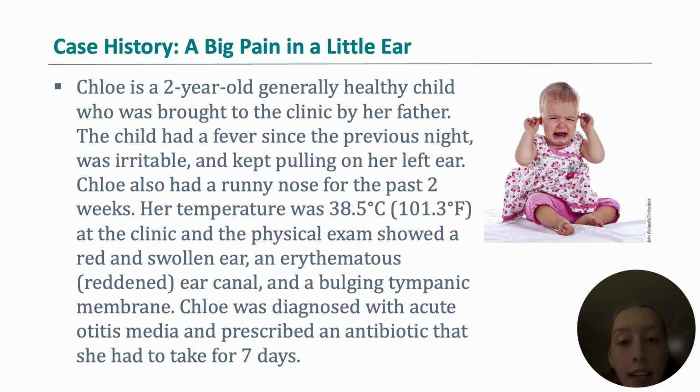Case history: a big pain in a little ear. Chloe is a 2-year-old, generally healthy child who was brought to the clinic by her father. The child had a fever since the previous night, was irritable, and kept pulling on her left ear. Chloe also had a runny nose for the past 2 weeks. Her temperature was 38.5 degrees Celsius, or 101 degrees Fahrenheit, at the clinic, and the physical exam showed a red and swollen ear, an erythematous reddened ear canal, and a bulging tympanic membrane. Chloe was diagnosed with acute otitis media and prescribed an antibiotic that she had to take for 7 days.